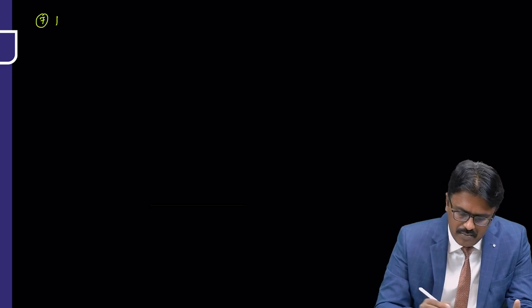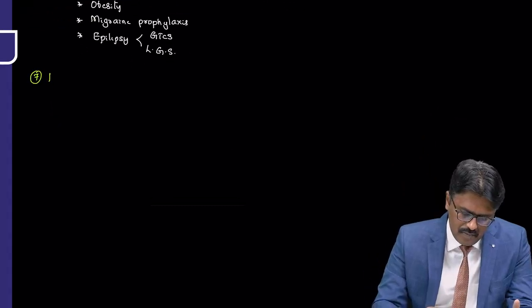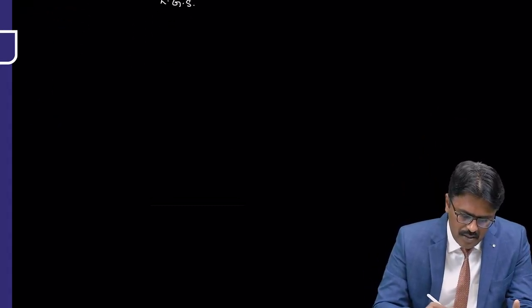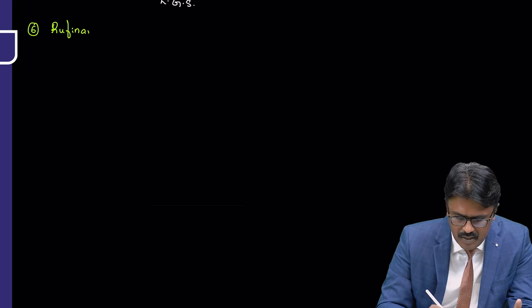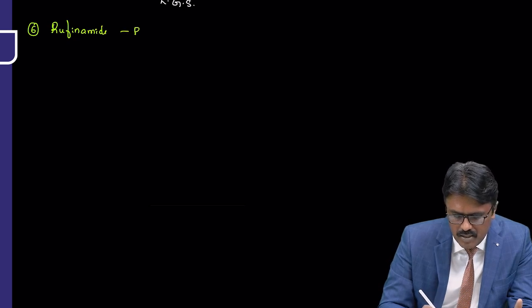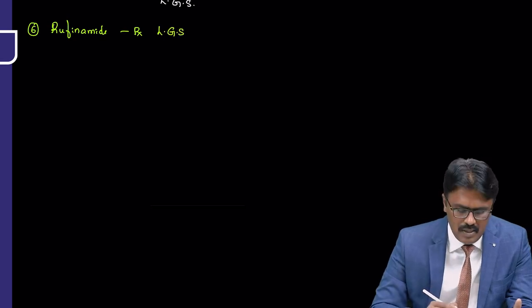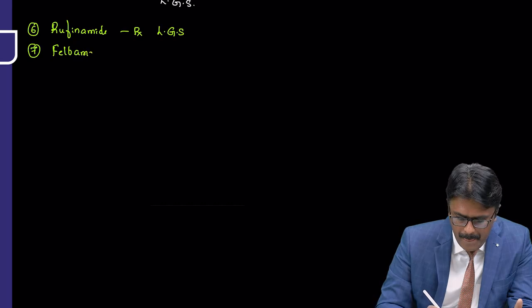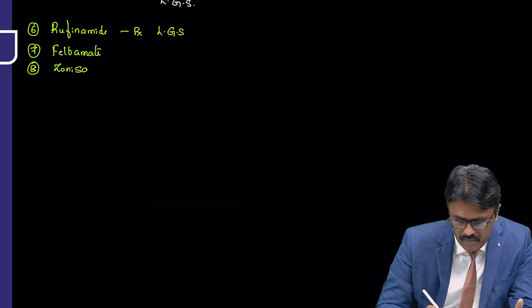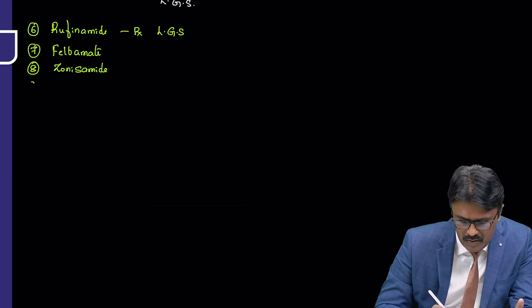Apart from that, we have rufinamide. Apart from that, some minor drugs I'll write. Rufinamide, it's a new drug that is used in managing Lennox-Gastaut syndrome. The other drugs are felbamate, zonisamide, and lacosamide.